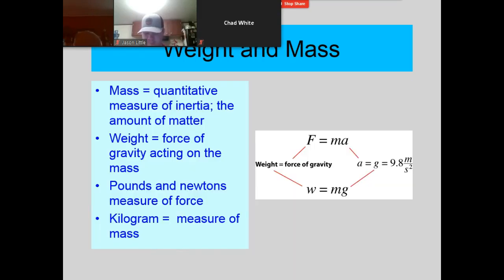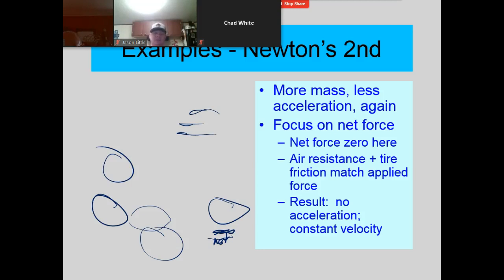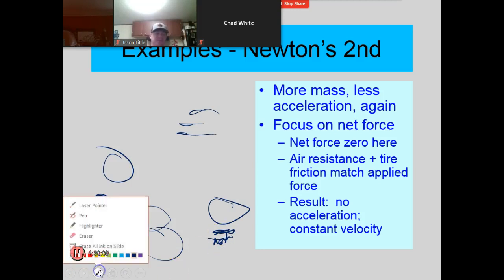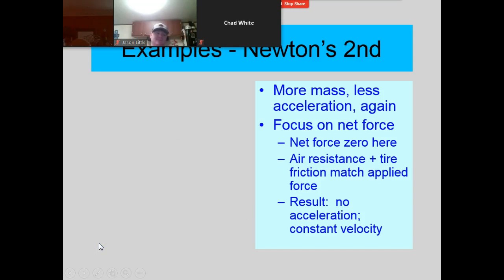All right. Now, before we get to weight and mass, let's back off and use this space here to do a couple of examples. 2.8 and 2.9. They seem to like bicycles here. A 60 kilogram bicycle and rider. What does 60 kilograms measure? What unit?